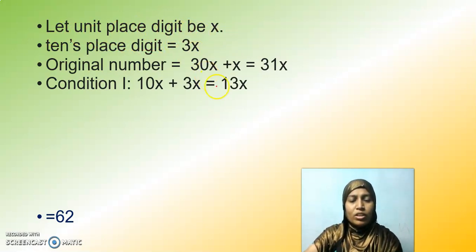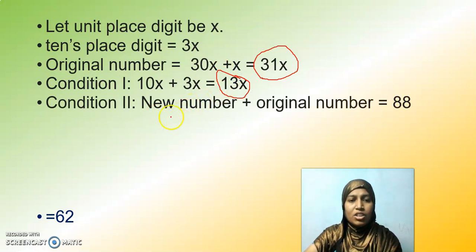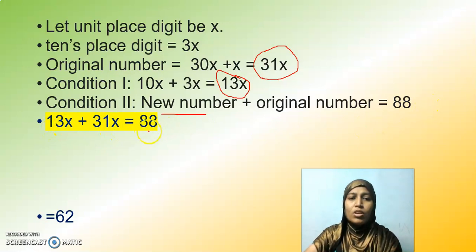No need to write all these things if you write the table. If you go in for this method, no need to write the table. Any one is compulsory. See, this is what I found now, 31x and 13x. Okay, and the condition is new number plus original number is 88. So I get 13x plus 31x is equal to 88.